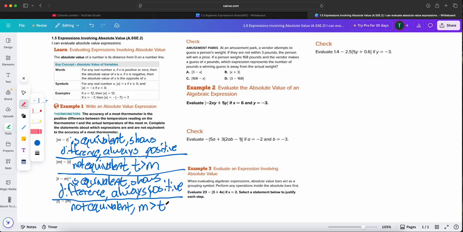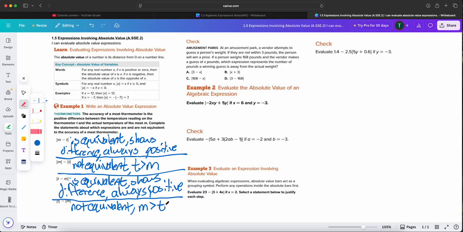At an amusement park, a vendor attempts to guess a person's weight. If they are not within 3 pounds, the person will win a prize. If a person weighs 168 pounds and the vendor makes a guess of X pounds, which expression represents the number of pounds a winning guess is away from the actual weight?